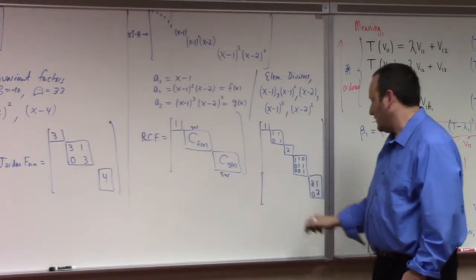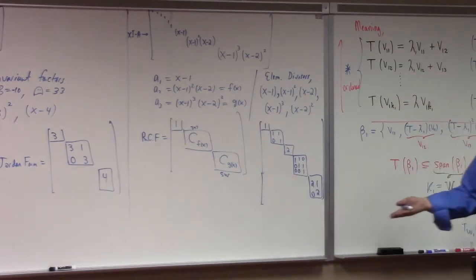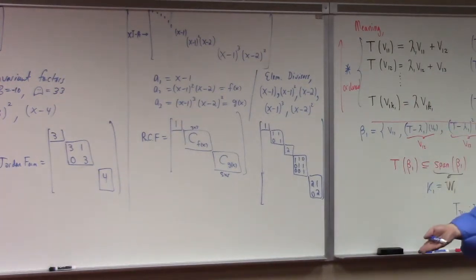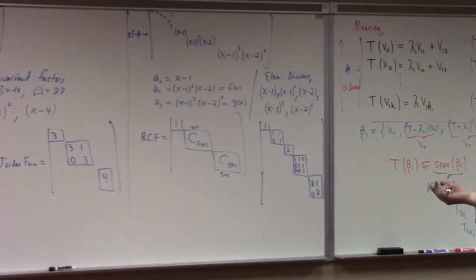And that would be the Jordan form. Now, the Jordan form is not unique. There's an ambiguity in the Jordan form, because I listed the elementary divisors like that, right? If you listed them in a different order and went through my algorithm, you'd get a different Jordan form, right? Jordan form is only unique up to a reordering of the blocks. But if two matrices have the same Jordan form up to a reordering of the blocks, then they're also similar. This is one of the uses.